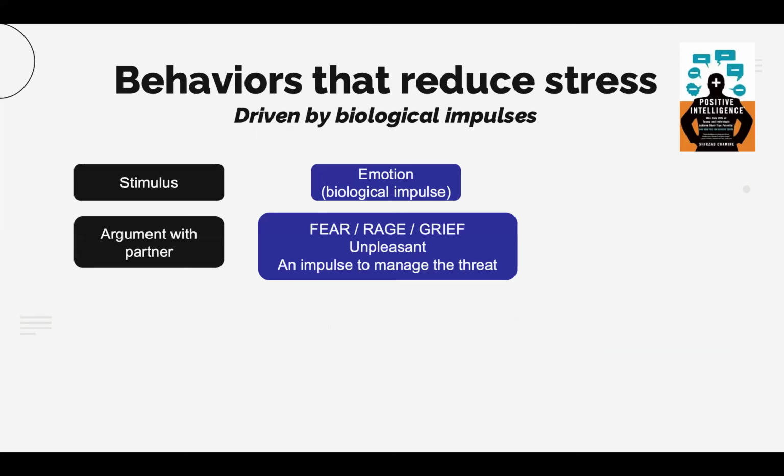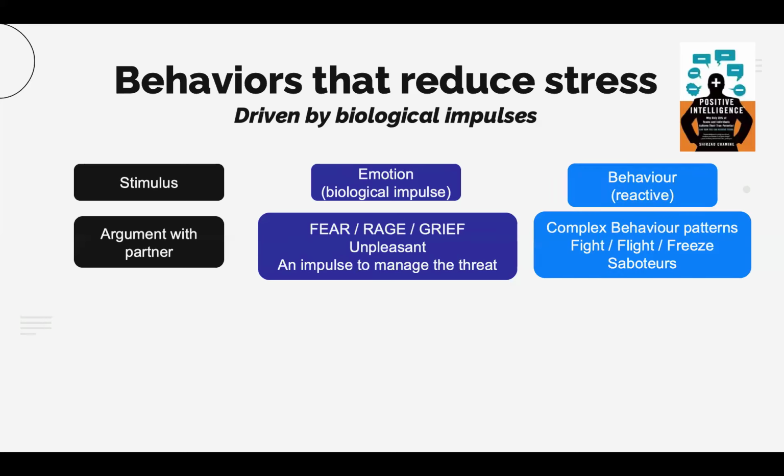These are very unpleasant emotions. And so you have this biological impulse to manage this threat. And you end up creating these very complex behavior patterns based on your fight, flight, freeze response to deal with this particular scenario. But they're not necessarily that useful when you're busy having a discussion with your partner.